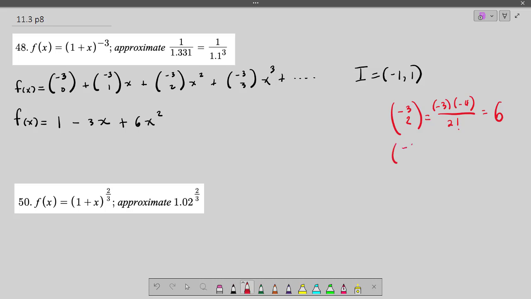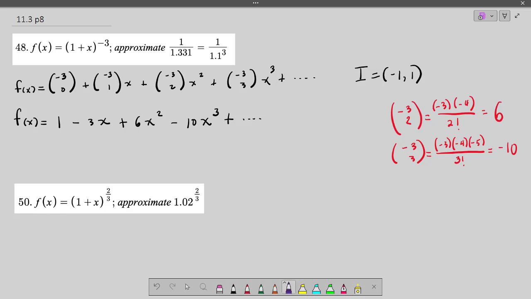And then we're going to do a similar thing with 3. So we're going to choose 3, so we're going to have negative 3 multiplied by negative 4 multiplied by negative 5, all divided by 3 factorial. So this will be negative, negative 10? The top is going to be negative 60. The bottom is going to be 6. Negative 60 divided by 6 is negative 10. Negative 10x cubed. So there is the binomial series expansion for f.